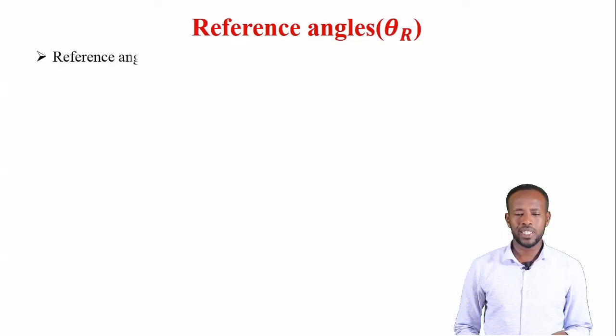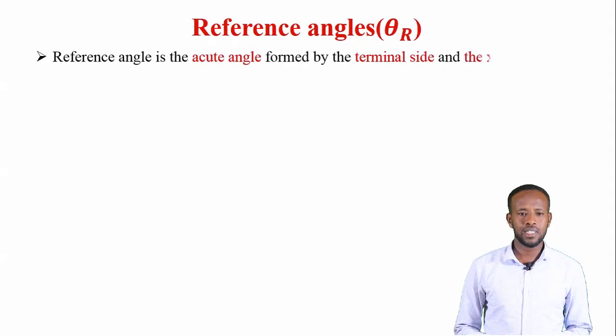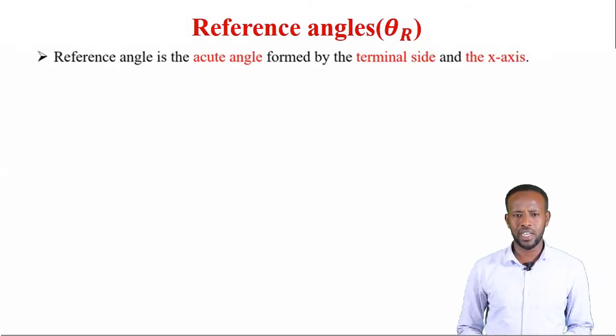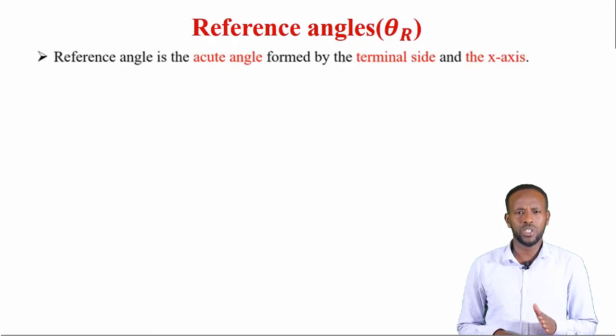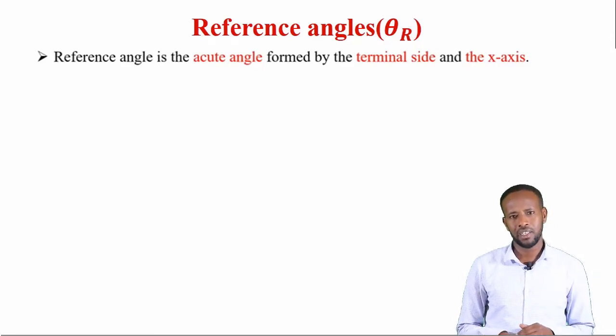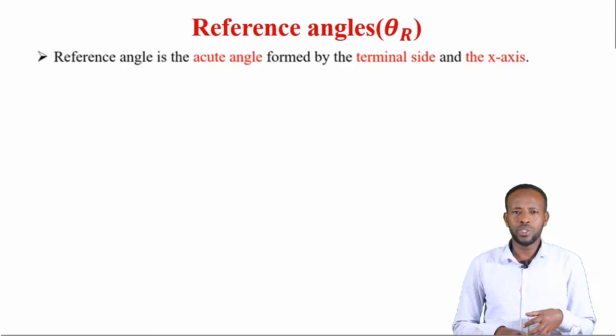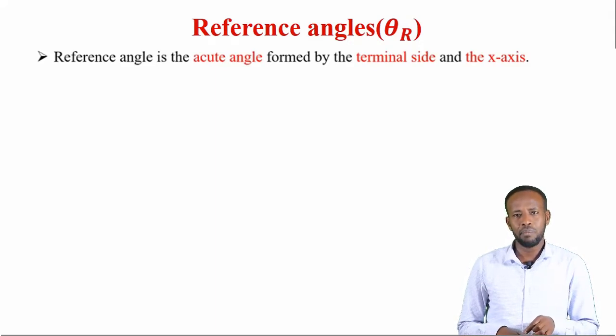To start, the reference angle is the acute angle formed by the terminal side and the x-axis. We should understand what the reference angle is. Reference angle is the acute angle formed by the terminal side and the x-axis. One thing that we must notice: it is always an acute angle. It is not greater than 90 degrees, the reference angle. Okay? Also, when we put it in standard position, it is the part made up from the terminal side and the x-axis.